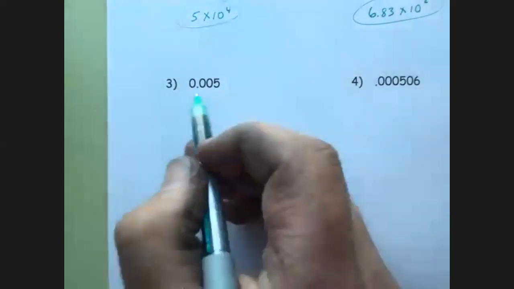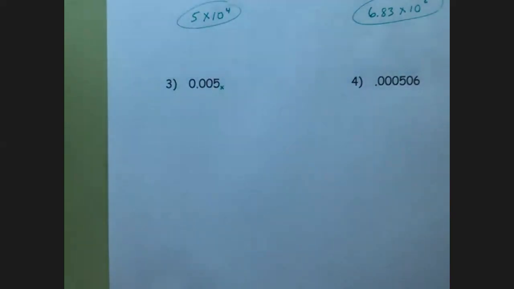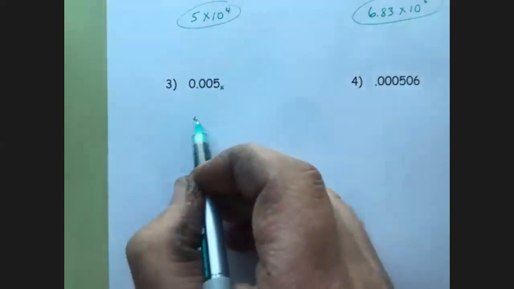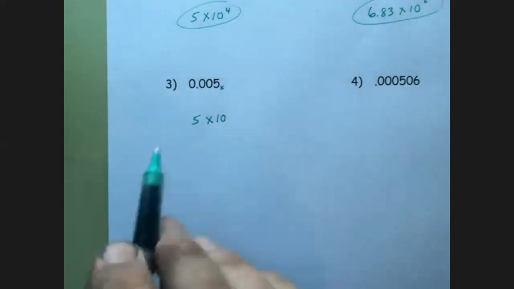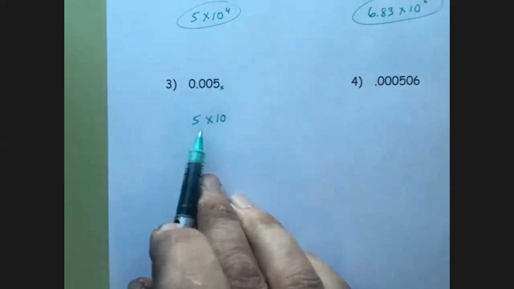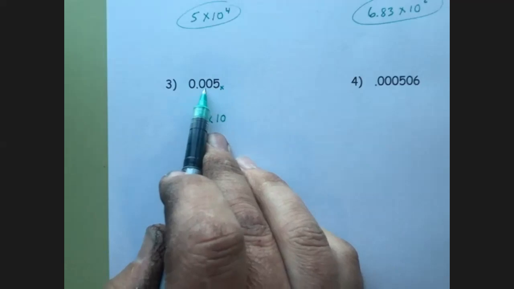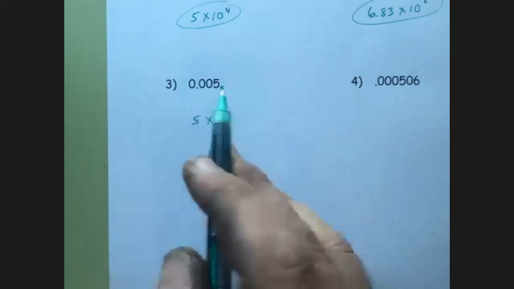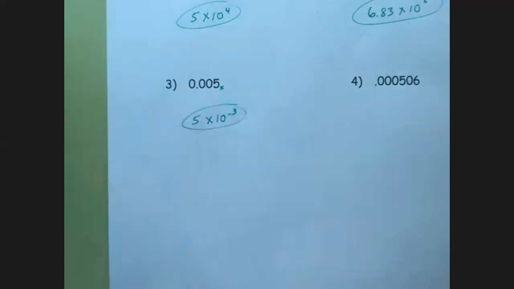Example 3, real decimal, and my fake decimal would have to go right there. 5 times 10, and now this number is smaller than my factor of 5, so I would go 1, 2, 3 to the left, times 10 to the negative 3rd.